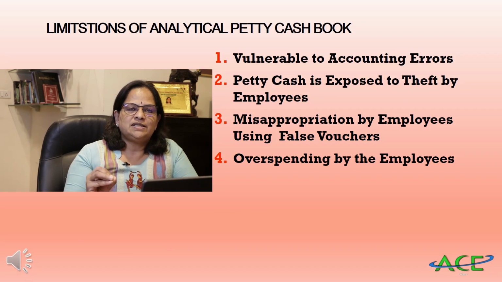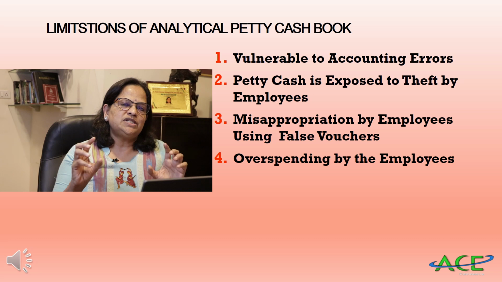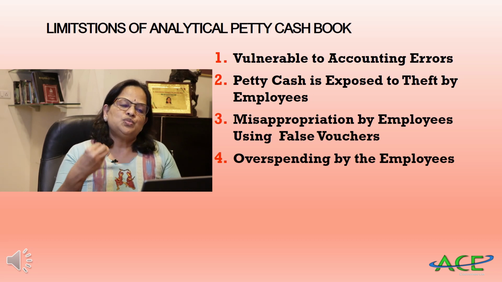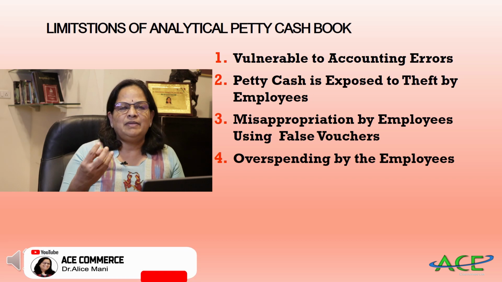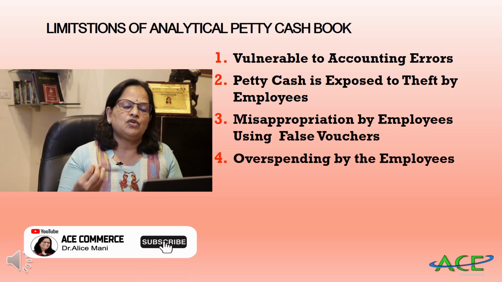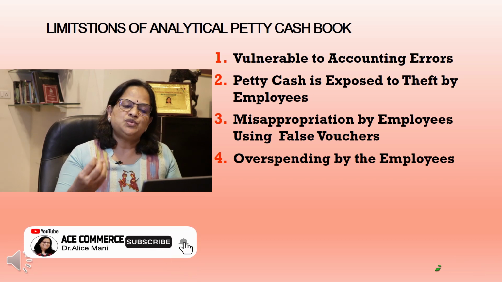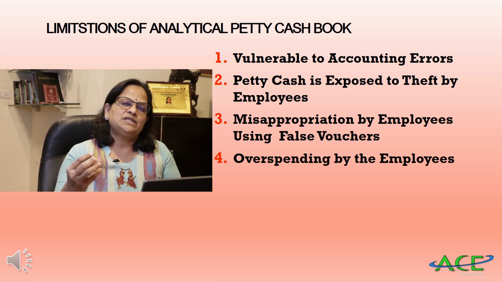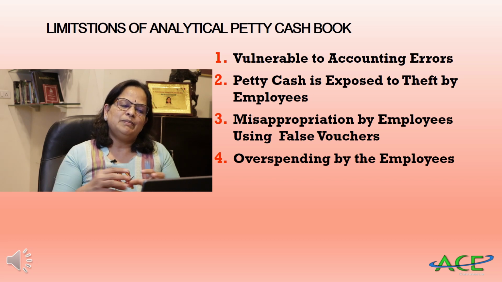Now the last slide is limitations of petty cash book. That is, it's vulnerable to accounting errors. See, there are some vouchers that are not issued by the organization. The petty cashier is making them. So it's possible for them to make errors, and frauds are possible. Petty cash is exposed to theft by the employees. They will try to cheat. They will have refreshments, they will have lunch.